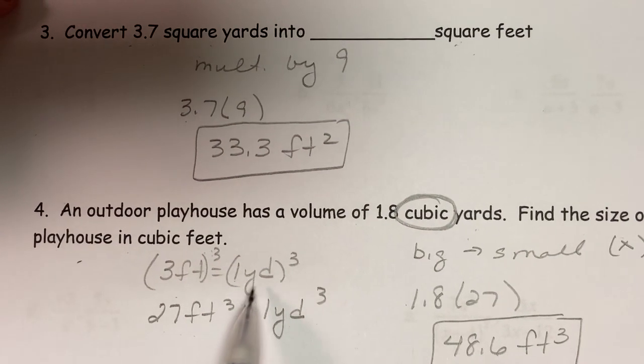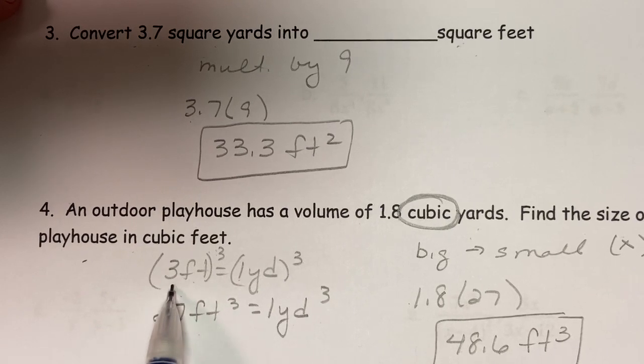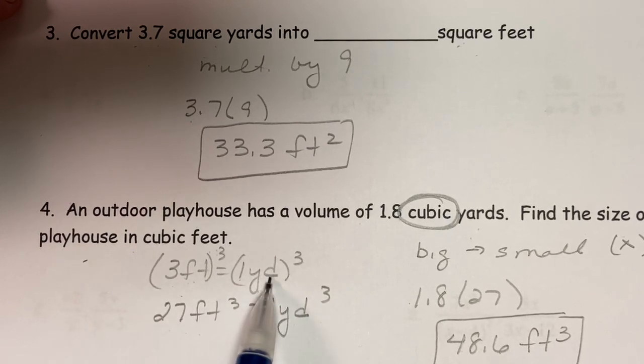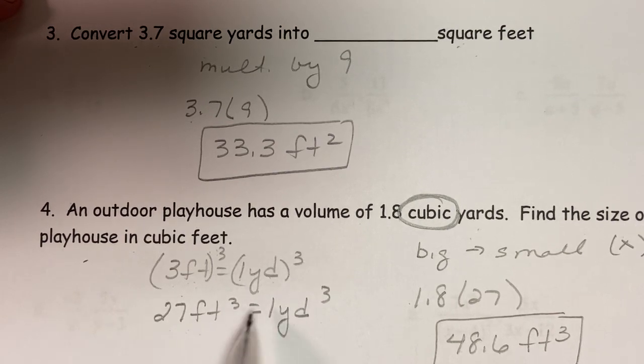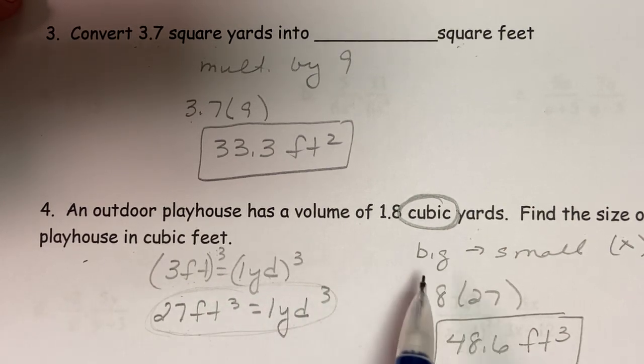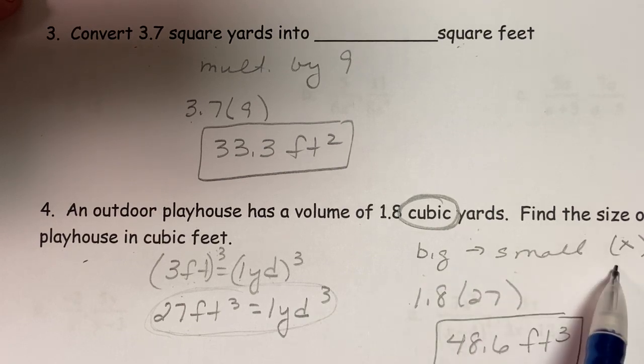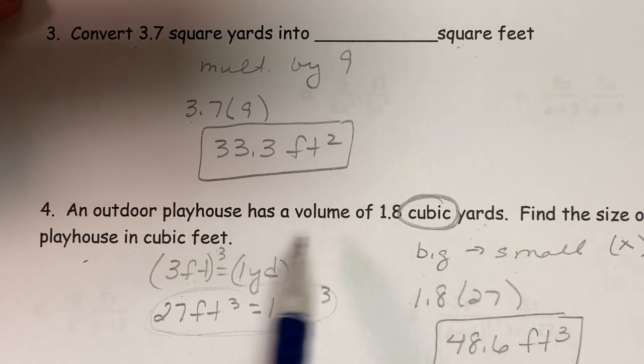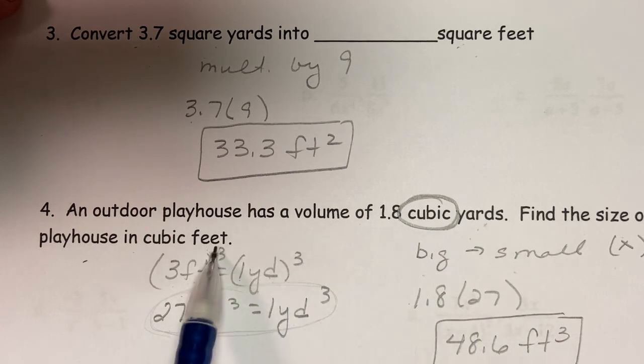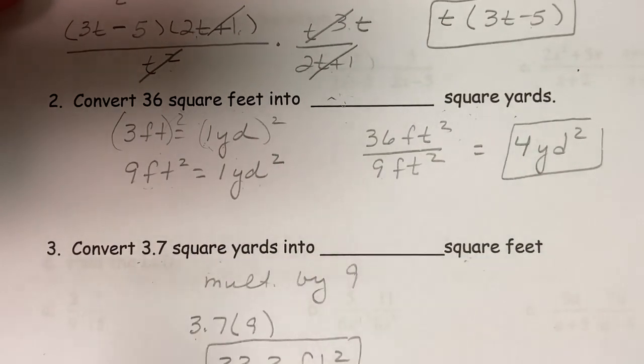So the first thing you have to do is, I would always start with 3 feet equals 1 yard. And then you're going to either square it or cube it, depending if you're talking about cubic feet or square feet. That way you get your numbers, and then you just have to decide if you're going to multiply or divide. Going from big to small, you multiply, because yards are bigger than feet. So I'm going from big to small. Or up here, I went from small to big, so I divided.